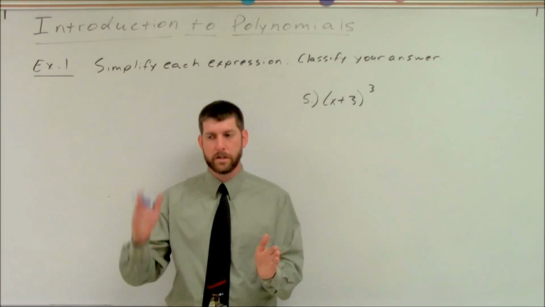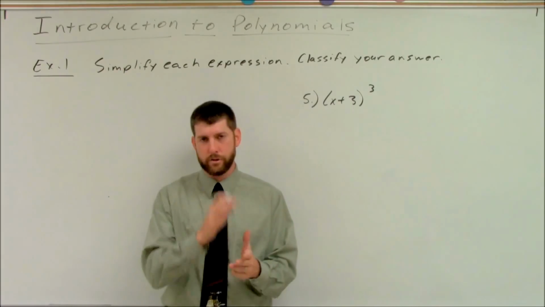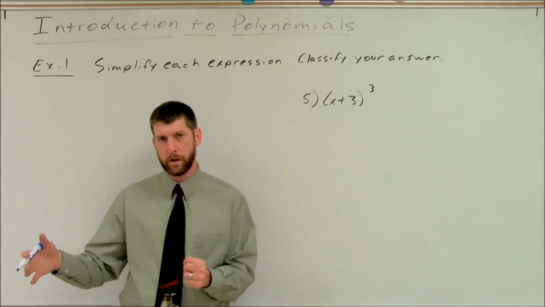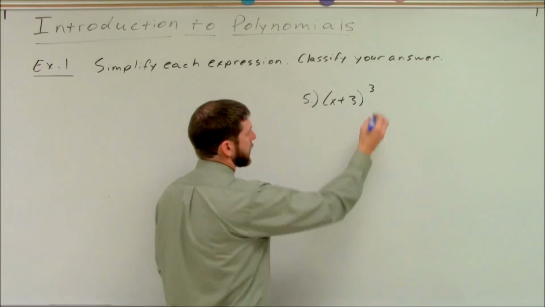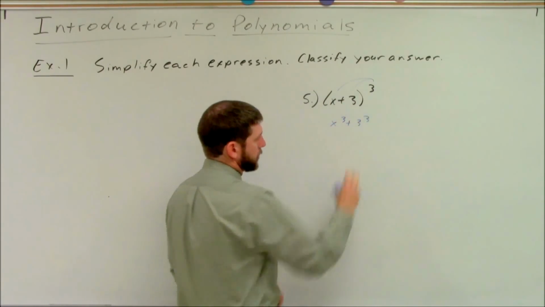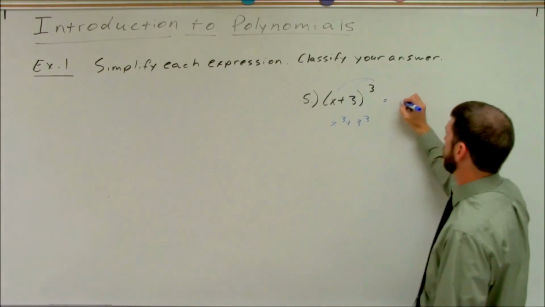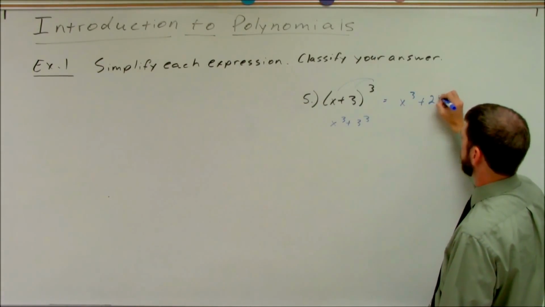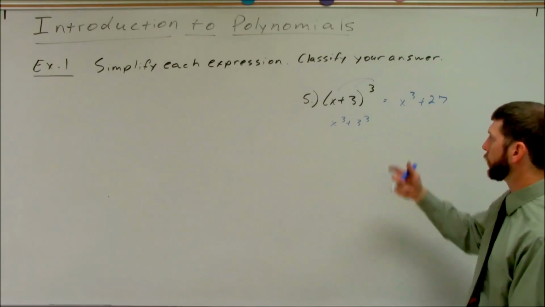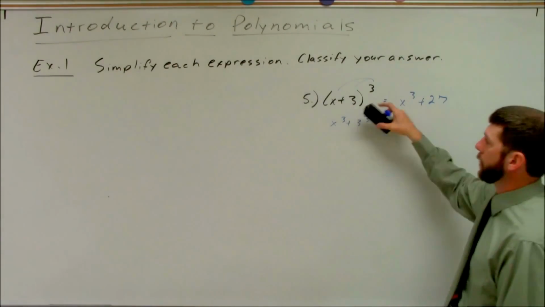But since exponents and addition are not directly linked together, I can't distribute exponents across an addition problem. So I can't just treat this as x cubed plus 3 cubed. It doesn't work that way. Because if I did, I would get x cubed plus 27. When we go through and look, we can see x cubed plus 27 is not the product here.